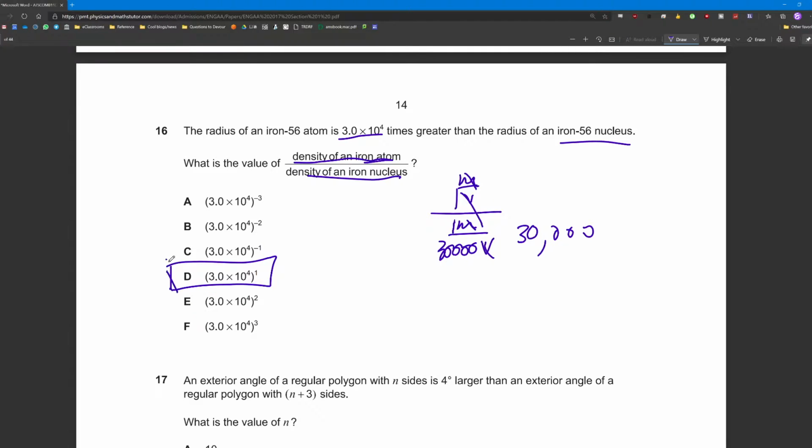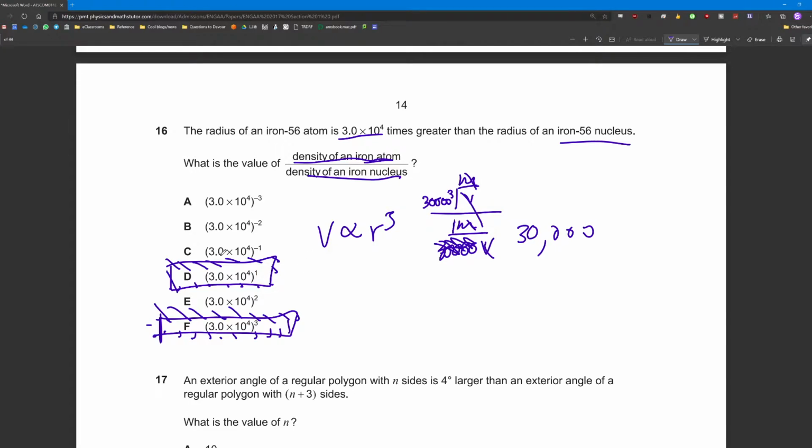Oh, no, this is radius. So since volume is proportional to radius cubed, it's to the power of 3. So as the volume of an iron... No. I've got this wrong again. I've been going too fast and not reading the question properly. The density of the nucleus is on the bottom. So this 30,000 cubed term is up here.